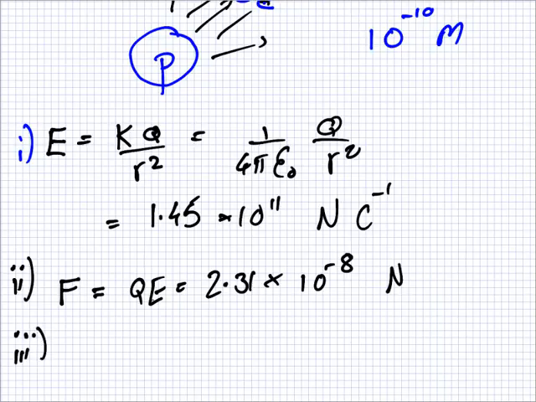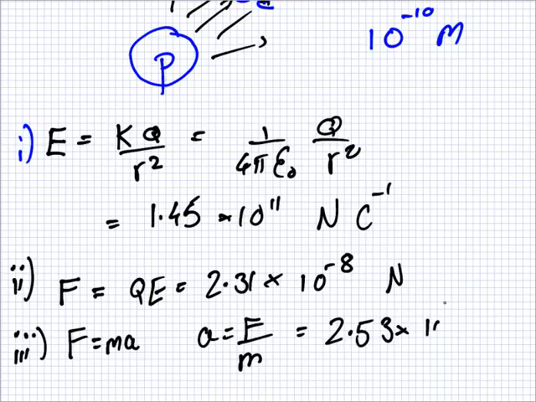Acceleration experienced by the electron from the proton's field. The acceleration of the electron, is it? Yeah. So that would be the force divided by the mass of an electron. Whoa, it's big. So far, okay? What's next then?